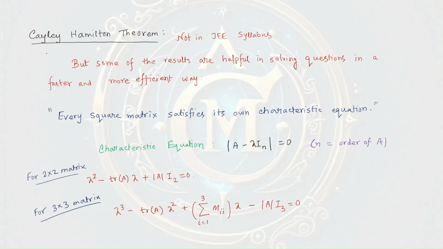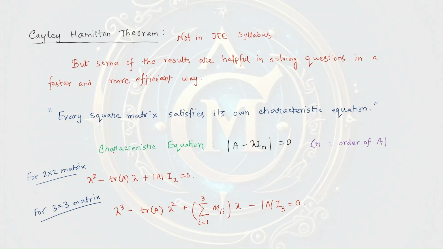Now coming to an important point, that is Cayley-Hamilton Theorem. Now note, this theorem is not in JEE syllabus, but some of the results are helpful in solving questions in a faster and more efficient way. The Cayley-Hamilton theorem says that every square matrix satisfies its own characteristic equation.